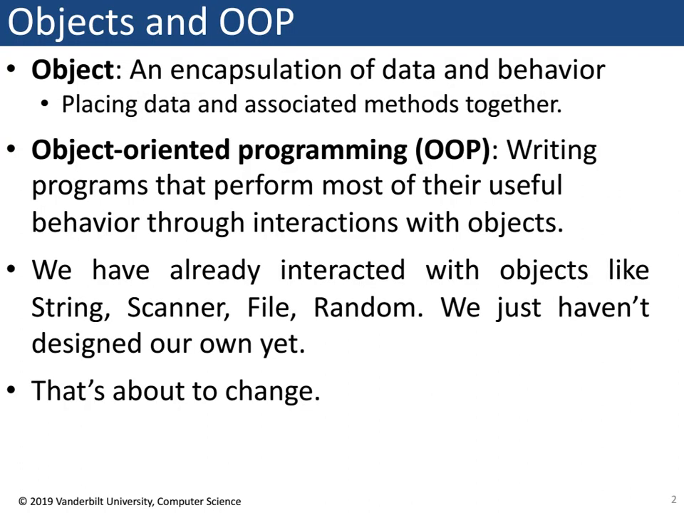So as a reminder, an object is an encapsulation of data and behavior. So it's a way of combining both the data that we want to store and methods that we might want to apply to that data. This idea of an object leads to a type of programming called object-oriented programming, or commonly OOP. Object-oriented programming is an approach to writing code where most of the useful functionality of the code comes from interactions with objects.